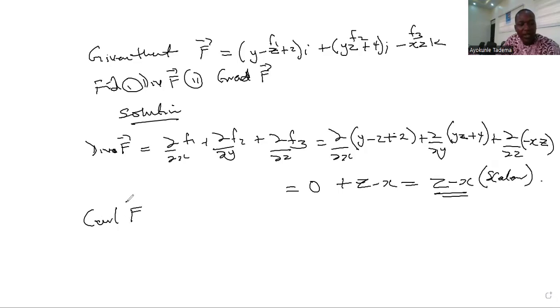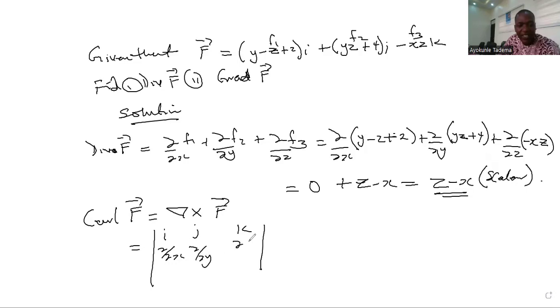Okay. Now, the second one is what we have to find, curl F. Curl F is nabla cross product with F. And how to simplify it? You just have the determinant of i, j, k, ∂/∂x, ∂/∂y, ∂/∂z. And from here, what's the coefficient of i?